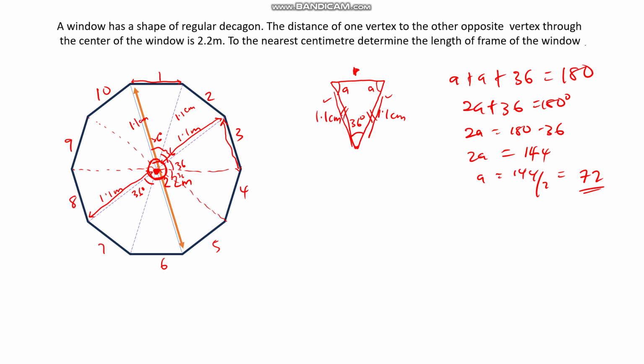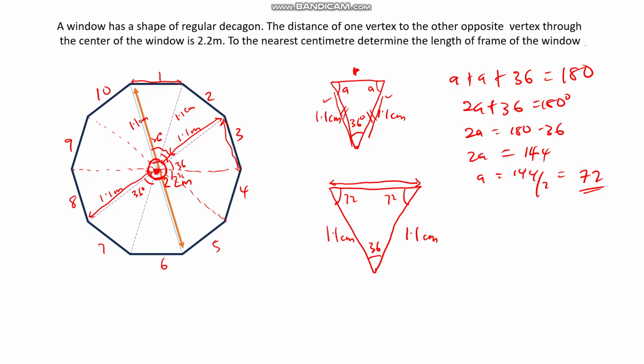So meaning that the angle here is 72. The one here is also 72. And the angle here is 36. Now I have here 1.1 centimeter. Here I have 1.1 centimeter. Now the only length I'm left with is this length. Okay? Is this length.